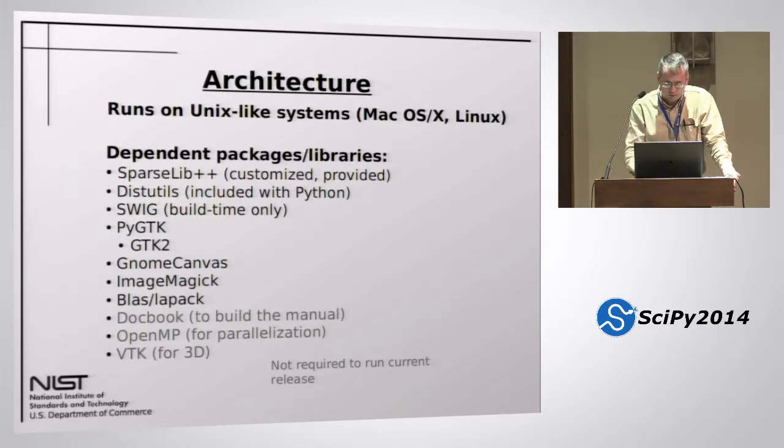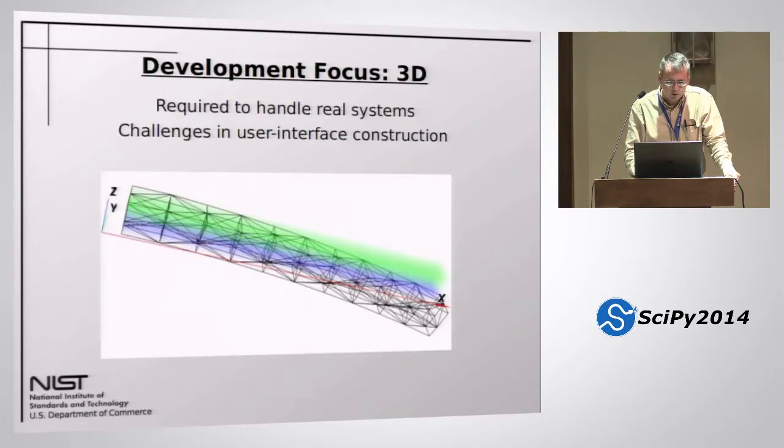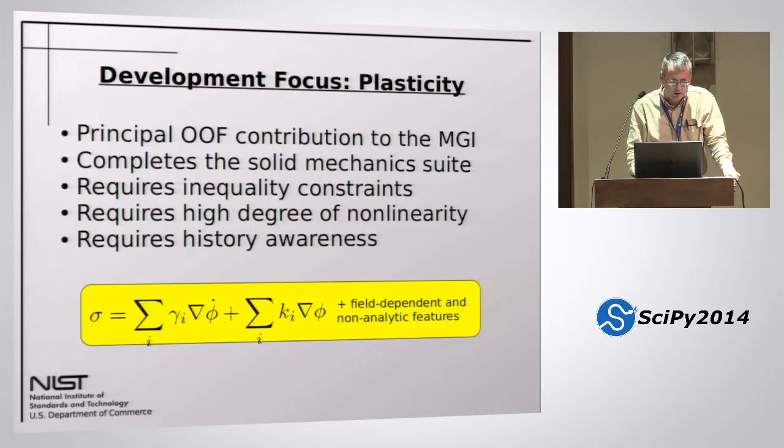Runs on Unix-like systems, Mac OS X and Linux, depends on some stuff. So now I've just seen my little clock here and I know what the time is. 2.1.11 released May of 2014, has a number of features that are listed there. And I do want to get to the plasticity, so I'm going to blast past the 3D stuff and maybe give short shrift to the fake plasticity.